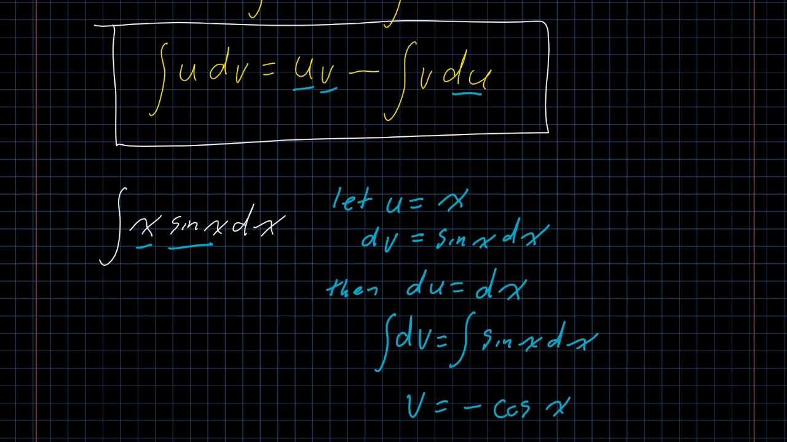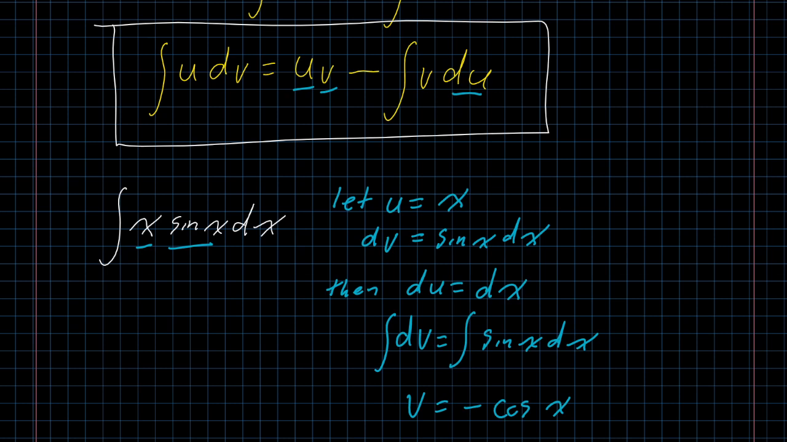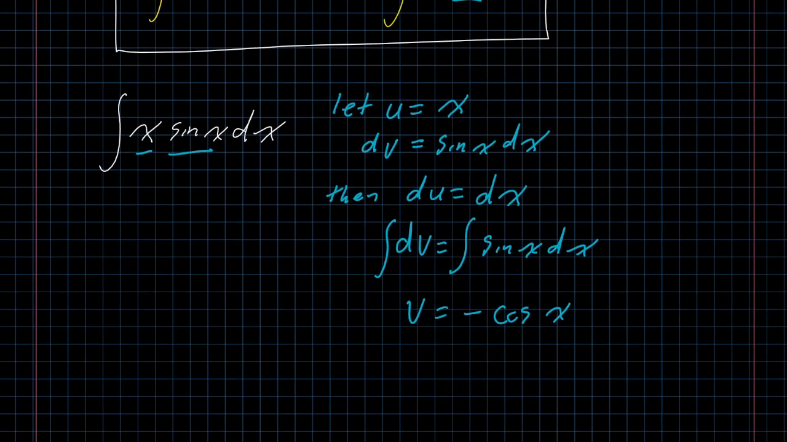And technically there should be a plus c here, but for integration by parts, it turns out that we actually need an antiderivative, not the indefinite integral here. So we choose the value of c that is most convenient for us, which is almost always c equals 0. Later on, we will need a constant of integration. We just don't need it yet.